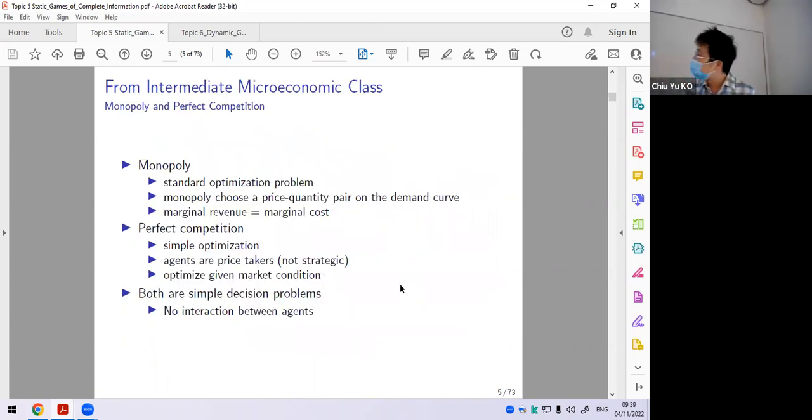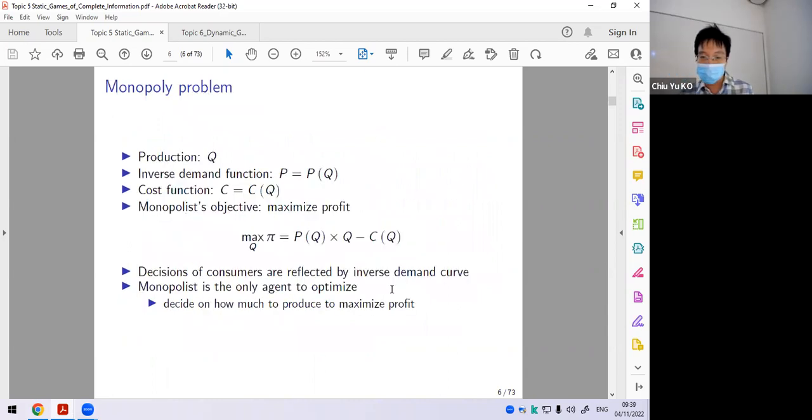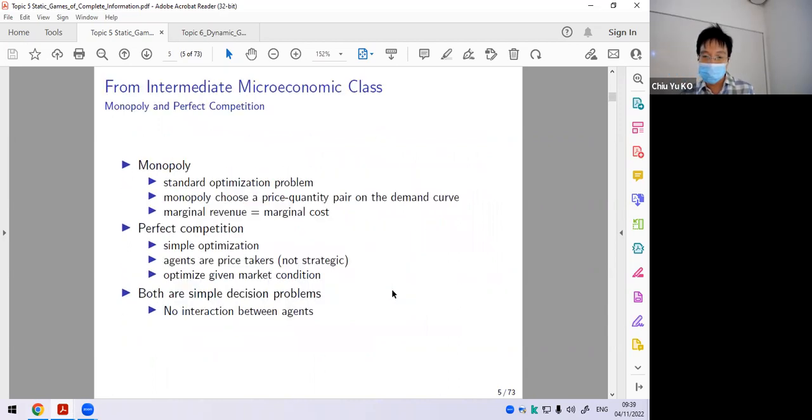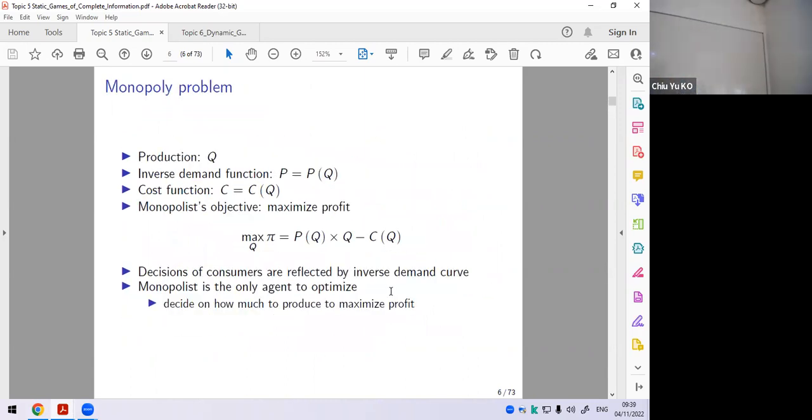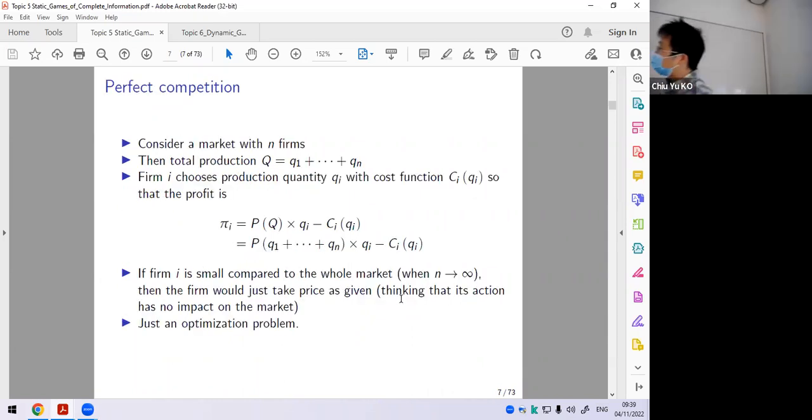I'm not going to talk about how we get from monopoly to perfect competition, but just to remind you that the monopoly problem is that the firm chooses quantity or price, either one of them. You have a downward sloping demand, and the firm can just decide what they want. Everything is exogenous to him or her, so that is a decision problem. And perfect competition, the other extreme, is also a decision problem.